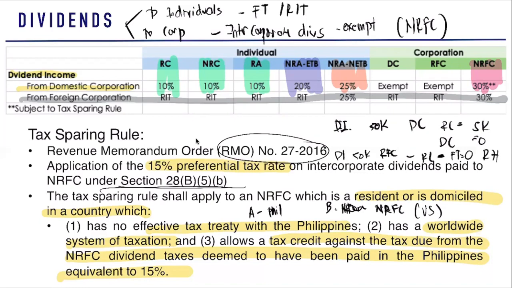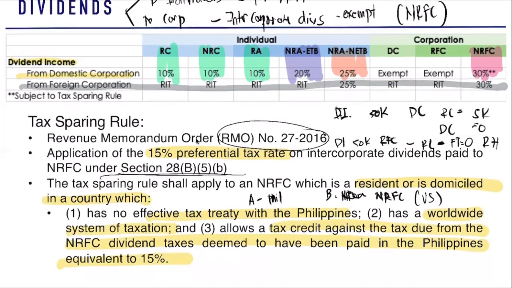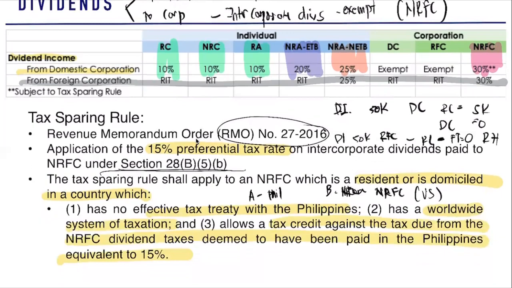Pag na-check yan, second check, does it adopt a worldwide system of taxation? If it adopts a worldwide system of taxation, another check. Last check, kailangan kunin yung tax credit yan. Pag hindi niya kinuha ang tax credit, wala din. Sir, ano yung kunin nating tax credit? So for example, di ba, magbabayad yung NRFC sa atin ng 15%. So, halimbawa kung 50,000 yan, ang 15% ay 7.5.